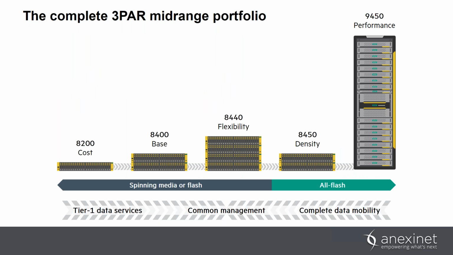This talks about the complete 3-PAR mid-range portfolio, starting with spinning media and/or flash with the 8200 low-cost entry level, then moving up into the 8400 base level, and then through the 8440 3-PAR, providing flexibility again with spinning media and/or flash. Then we go into the all-flash arrays of the 8450, really your density array, into the newly announced 9450, which is your density and high-end performance enterprise level feature all-flash array of the 3-PAR.